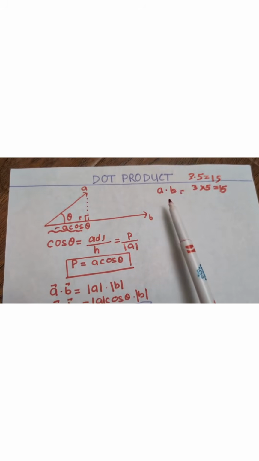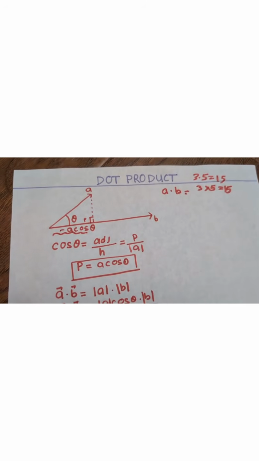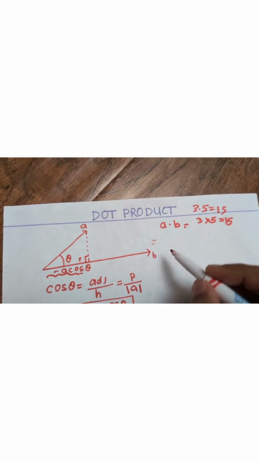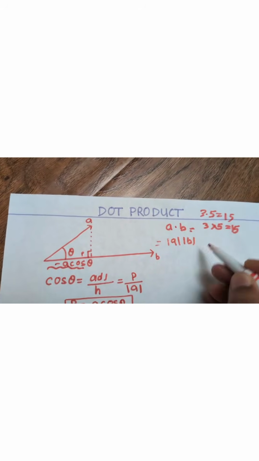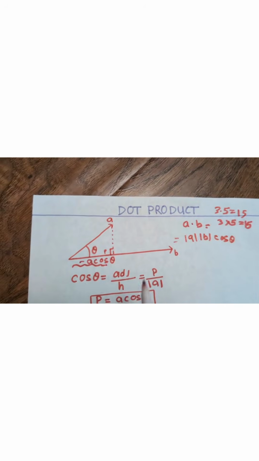So here, dot product, that's why we put only the dot sign. Let's find out what that means. Dot product A dot B simply means the magnitude of A times the magnitude of B times the cosine of the angle between them.